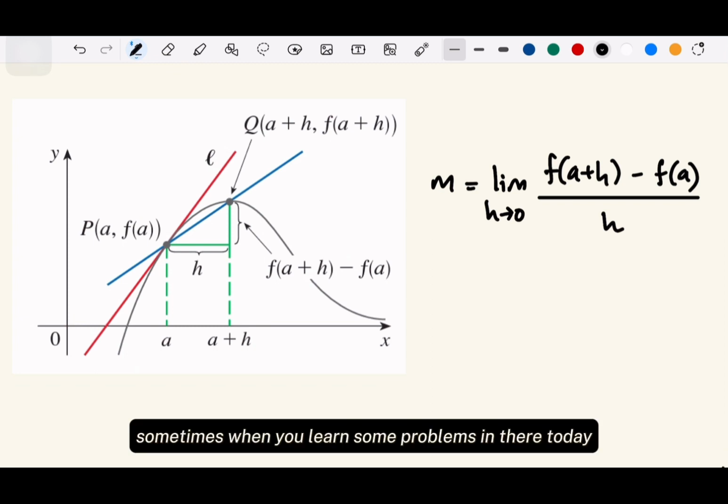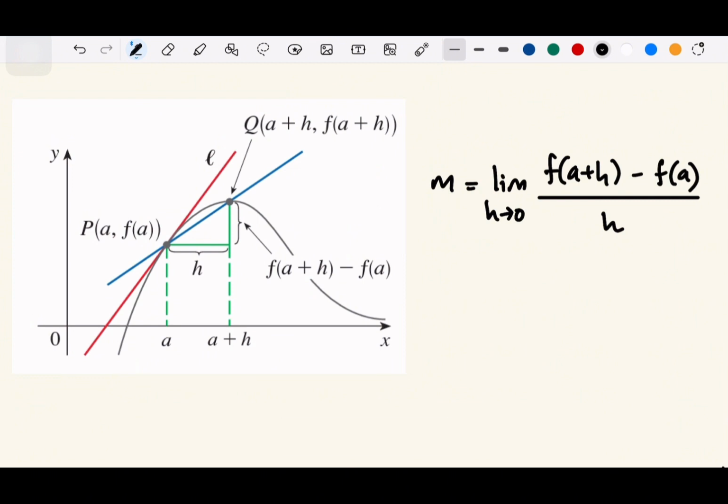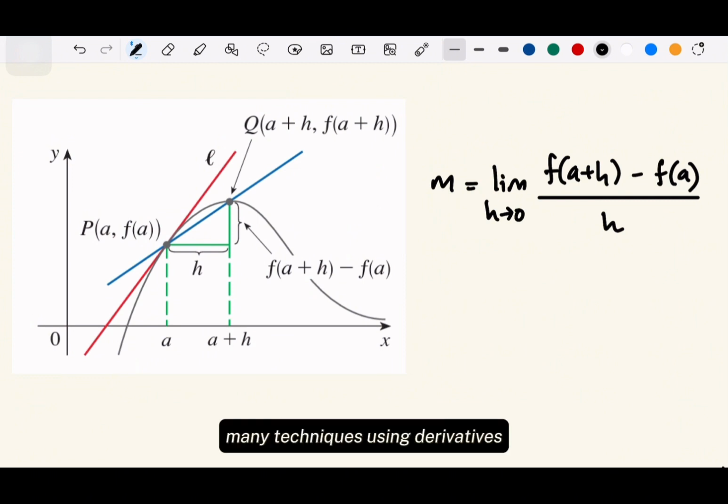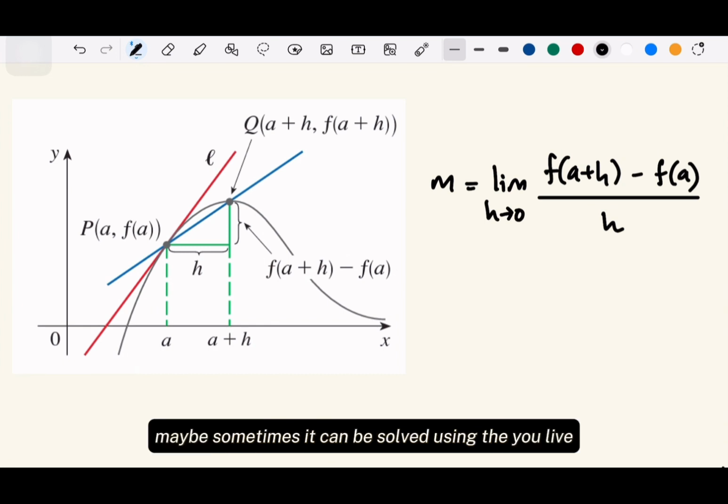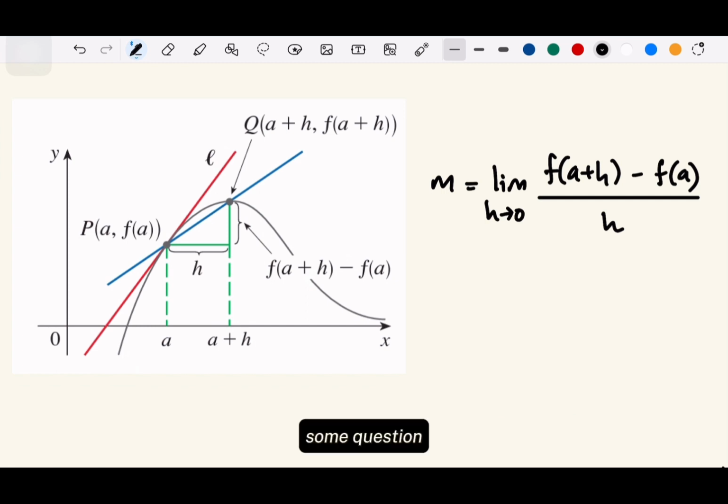Sometimes when you learn some problems in derivatives, you try many techniques using derivatives, and maybe you are not really satisfied. Maybe sometimes it can be solved using the limit. Some questions.